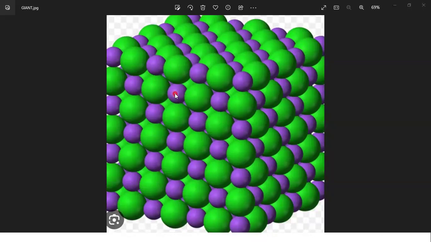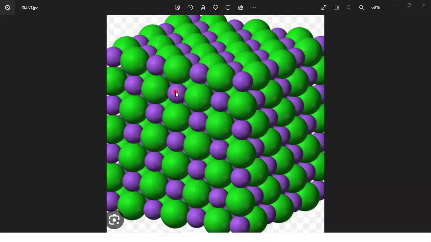So atoms in the metals bond through metallic bonds. The metallic bonds are just electrostatic forces of attraction between the positive nuclei of the metal atom and the delocalized electron. The nuclei is positive. The electron is negatively charged. So this can be the positive nuclei of the atom, which we can call the metal cation. This one can be the electron.